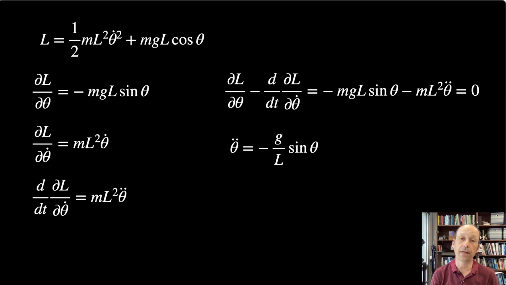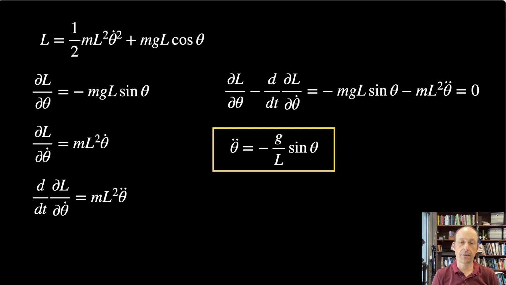And I can solve for theta double dot. No surprise, I get the same thing. Box around it. Okay. So I get the same thing as I've gotten the other three ways, which, I mean, come on, it's the same pendulum. I should get the same thing. But how do you solve an equation like this without assuming theta is small?